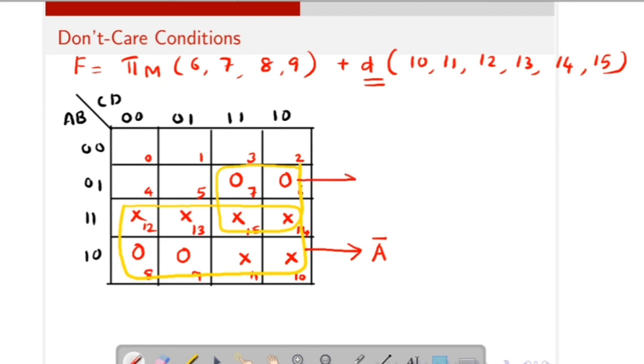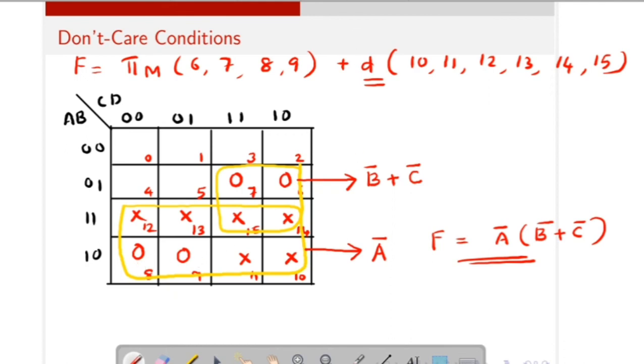Then for the quad, here A cancelled, B only, B is equal to 1, so B bar plus, here it is D cancelled, C only, C is equal to 1, so C bar. So the simplified expression is F is equal to A bar into B bar plus C bar. So this is the simplified expression. Okay, so here we group all the don't cares with the max terms.